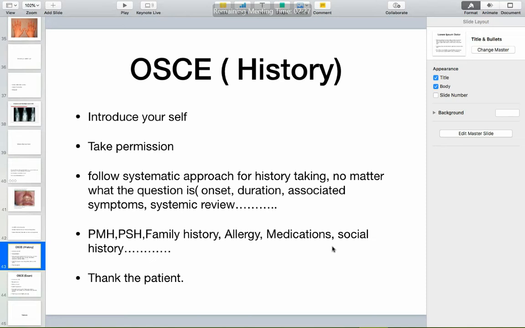And remember, all cases are the same. Just try to calm yourself down and approach every patient or every examiner individually. Remember to introduce yourself, remember to take permission, and don't forget to thank the patient. If you have any complaint like cough, hand pain, headache, you have to have your own systematic approach. Always start with onset, duration, associated symptoms, systematic review, and always remember to go over all the other questions: past medical, past surgical, allergy, as well as medication.